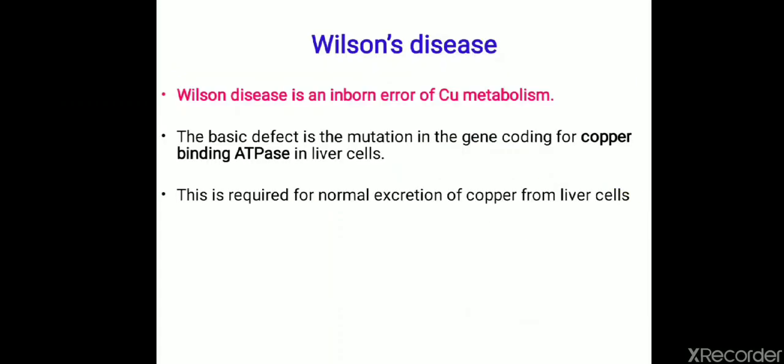So Wilson disease is an inborn error of copper metabolism. It is a genetic disorder, and the basic defect is a mutation in the gene coding for a protein known as copper binding ATPase protein. That protein is present in the liver cell, and it is required for the excretion of copper from the liver cell. That is the function of this copper binding ATPase present in the liver cell.